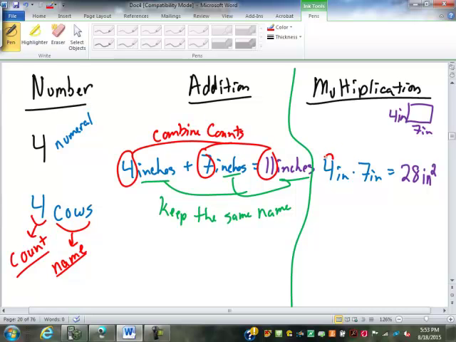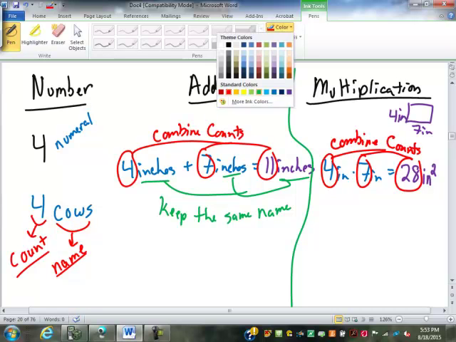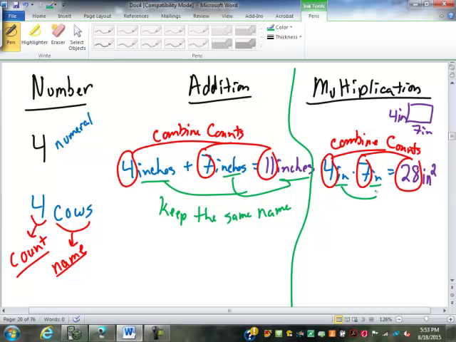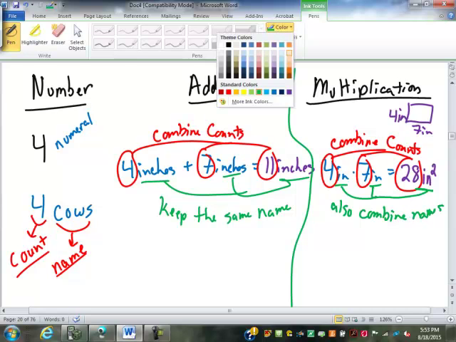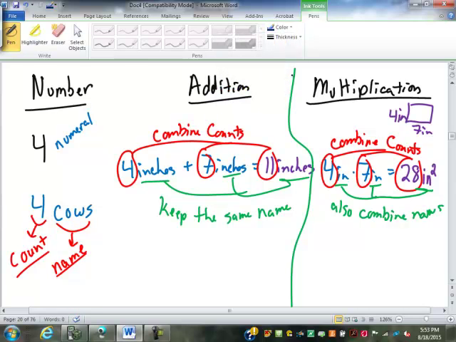So let's look at our counts. Our 4 and our 7 become 28. We still combine the counts. This time we're multiplying, so we combine them with multiplication. The difference comes in the names. Inches and inches this time become inches squared. When we multiply, we also combine the names. Now at this point, you might not think that that is a big deal, but it really is. All of the processes we use for operations with all the other forms of numbers come from that subtle little point right there. In fact, that even determines what we can use in each operation.